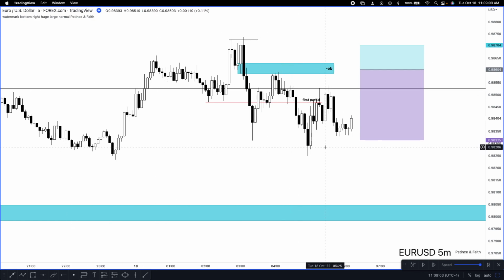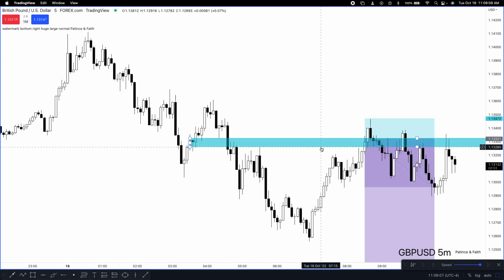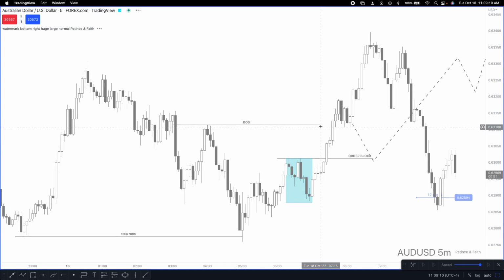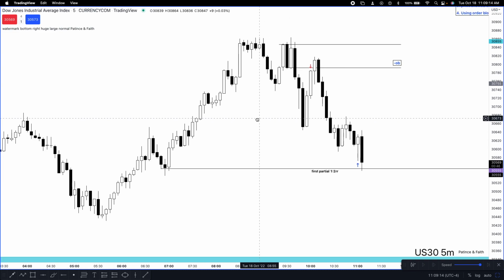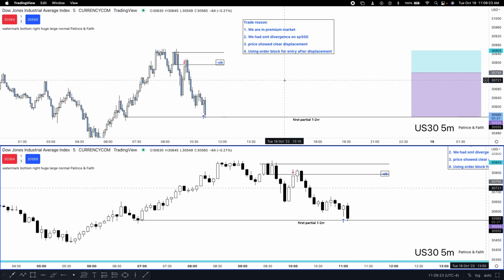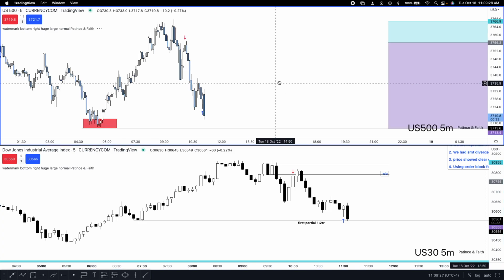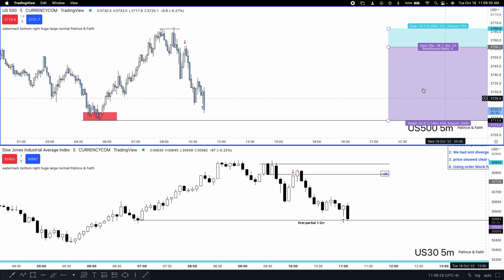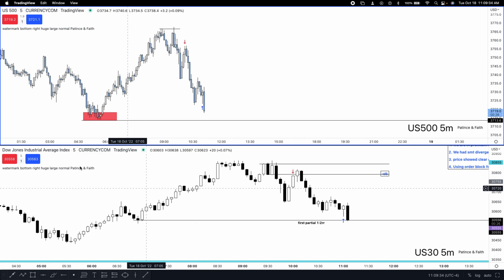So let's go ahead and go to my US30 and my S&P 500 short. Here we go. This is going to be my US30 and S&P 500 short position. I'm going to bring up both of the positions here on the screen. On the top is going to be US500, and on the bottom is going to be US30.